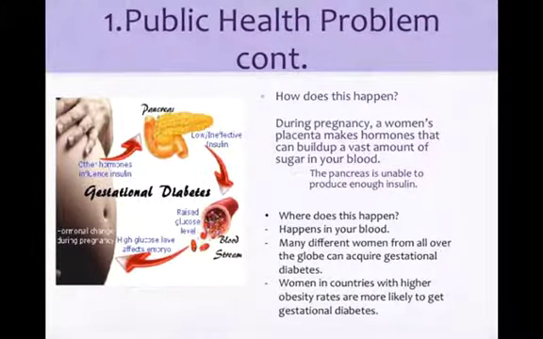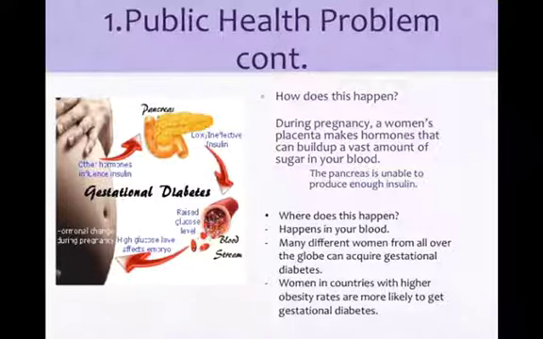Next, I'd like to talk about how this happens. During pregnancy, a woman's placenta makes hormones that can build a vast amount of sugar in your blood. The pancreas typically produces enough insulin. However, the hormones from the placenta produce so much sugar that goes straight to the blood and the pancreas is unable to produce enough.